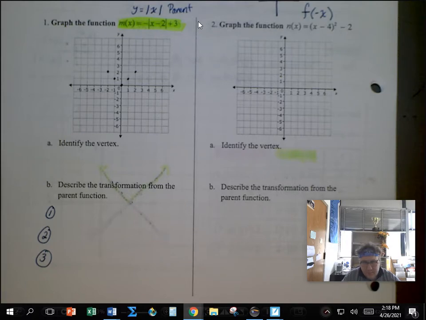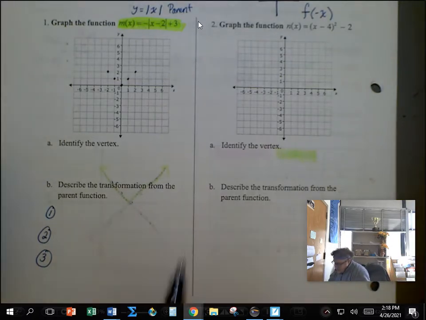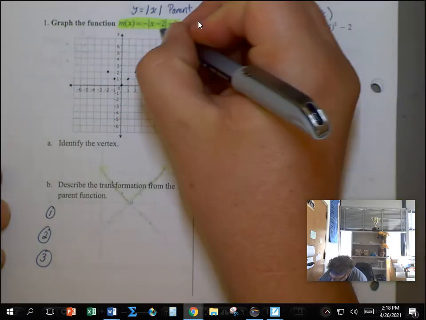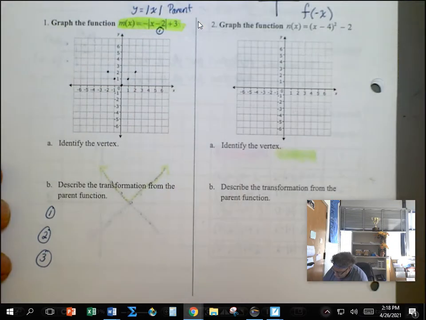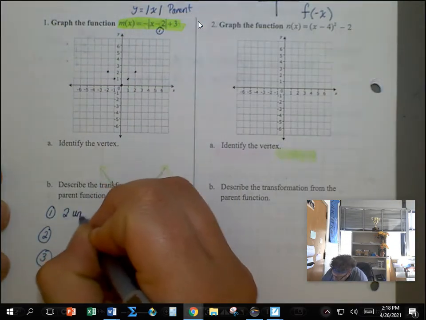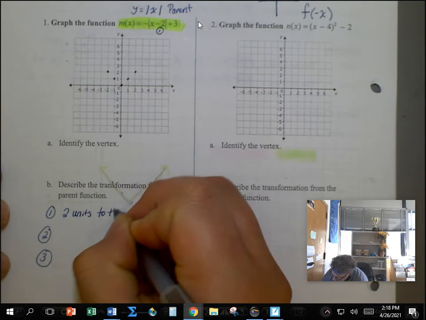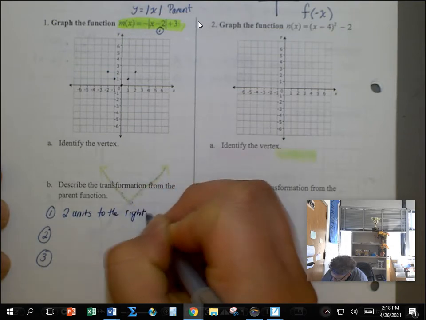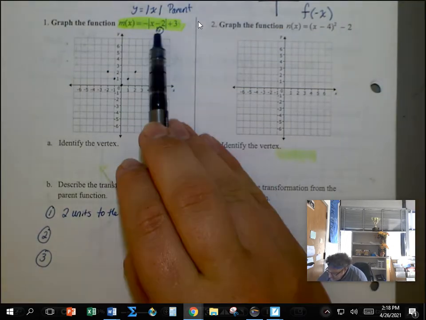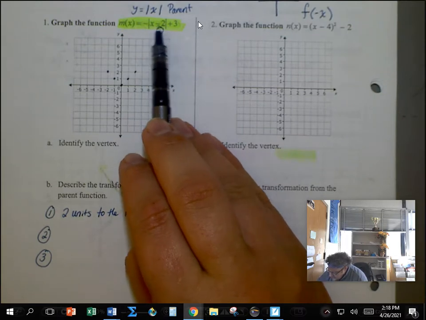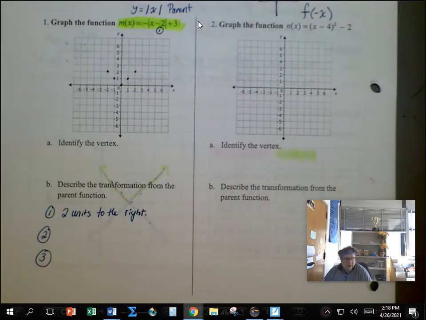So the first transformation that is occurring is right here on the inside, and that is going to be 2 units to the right. So we see a subtraction sign next to x. X minus 2 is going to move 2 units to the right.